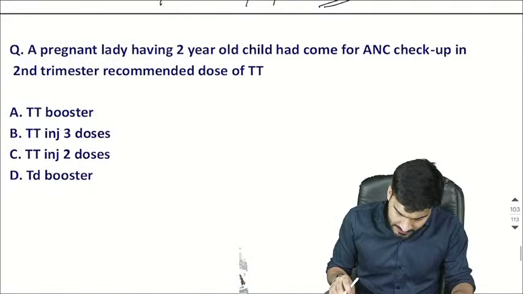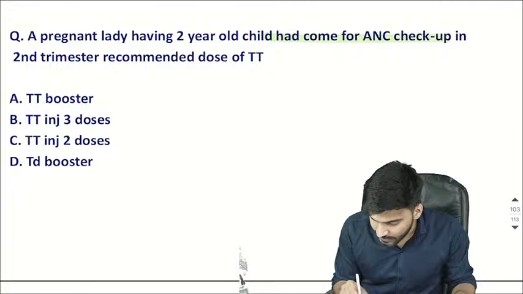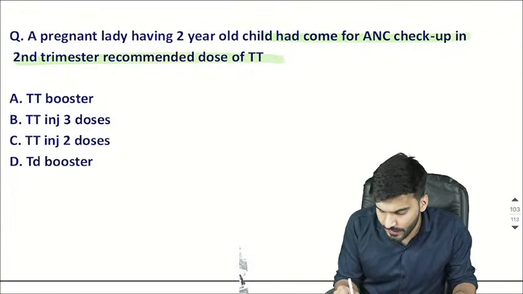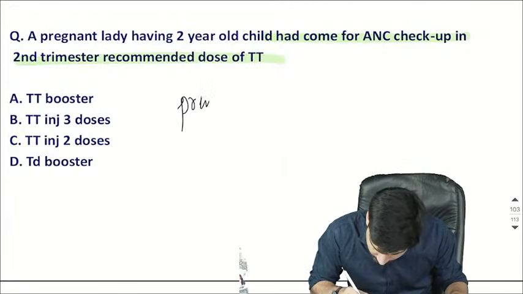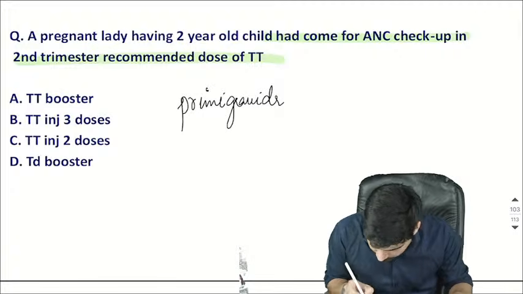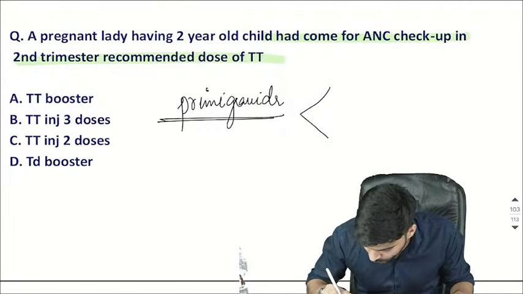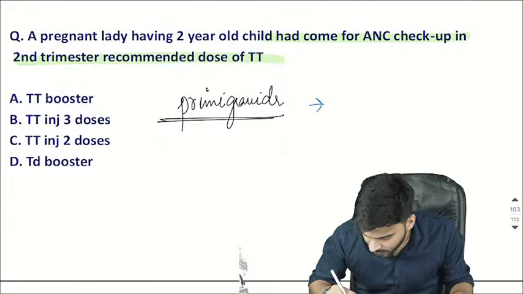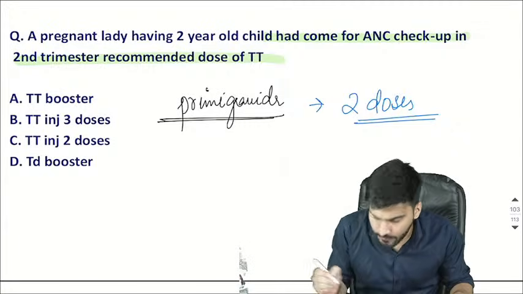sir, a pregnant lady having a 2-year-old child had come for the ANC checkup in second trimester. The recommended dose for TT. Now for a primi gravida, remember, how many doses are we giving? 2 doses. For primi gravida, we are going with 2 doses. And how exactly will you give these 2 doses?